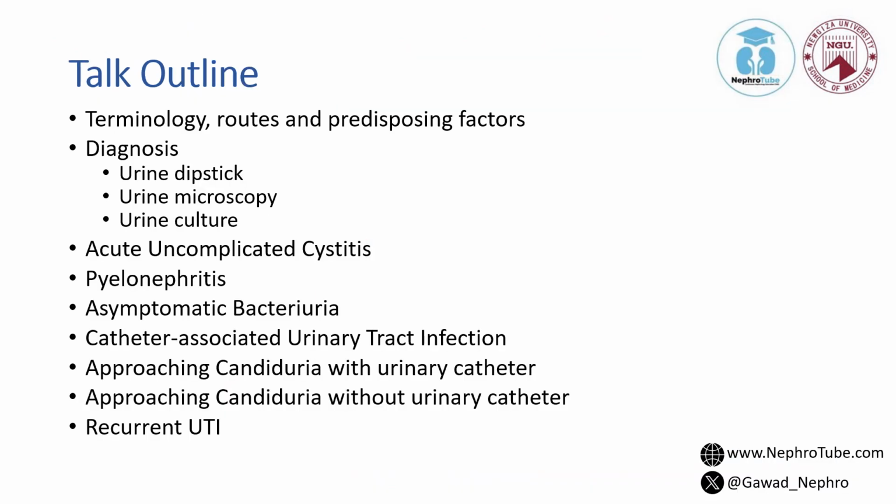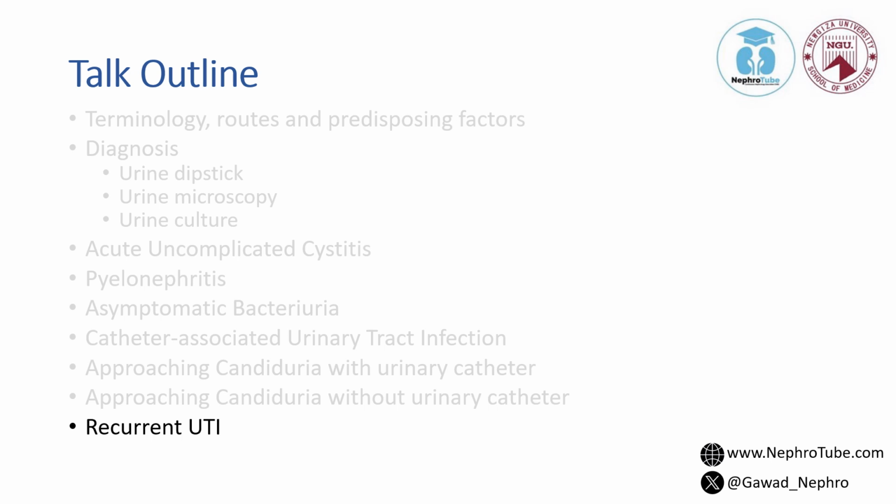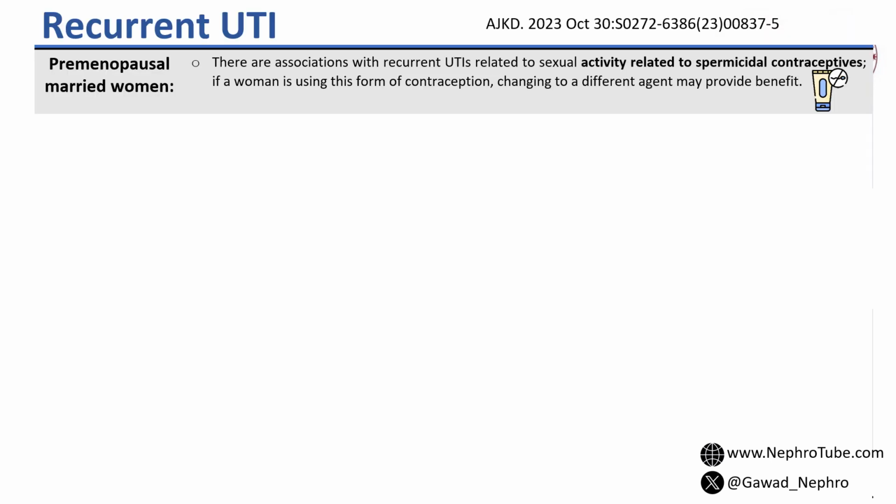Finally, the last point is recurrent urinary tract infection. Recurrent urinary tract infection can be found in different patients with different risk factors. Let's talk about each category. What about recurrent urinary tract infection in premenopausal married women? There is a well-known association between recurrent UTI and sexual activity related to spermicidal contraceptives. So women who use spermicidal contraceptives, as we mentioned, spermicidal contraceptives are a risk factor for UTI, as we mentioned at the beginning of the lecture.